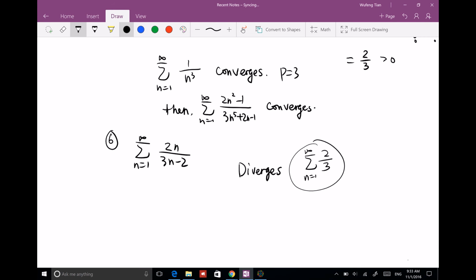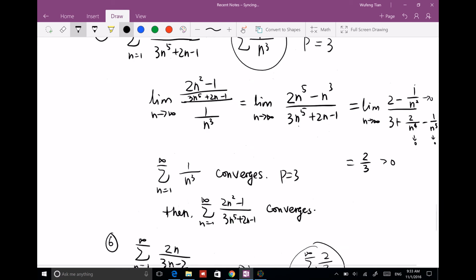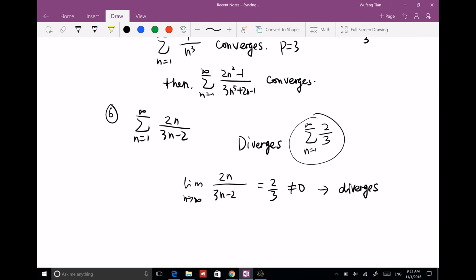You can compare this with this one, or we can just simply look at the nth term. The limit as n goes to infinity of 2n over 3n minus 2 equals 2/3. The nth term test: not equal to 0, so it diverges. Okay, so the previous one, if you see this, the nth term test, it goes to 0. But the nth term test does not guarantee you converge, but it guarantees you diverge if it's not equal to 0. Alright, so this is number 6. You can compare it with 2/3. This one diverges. Compare with this one as well.